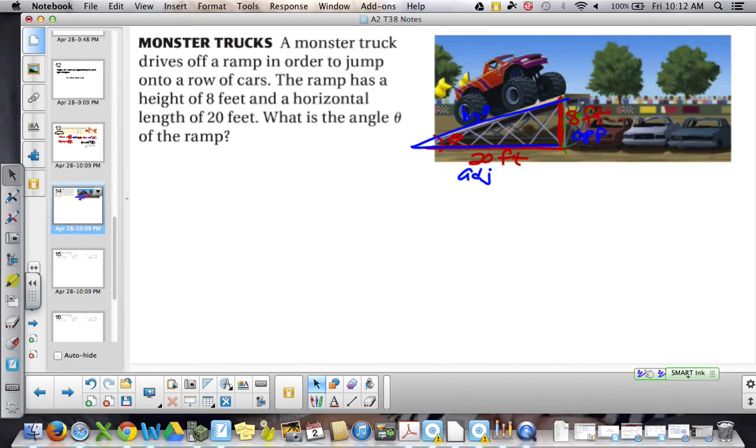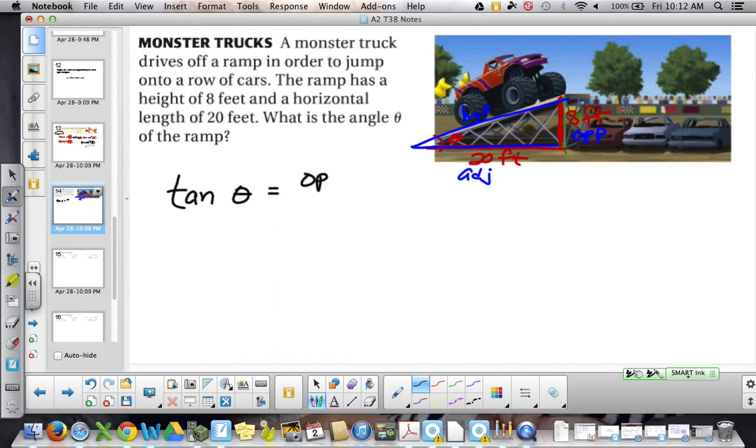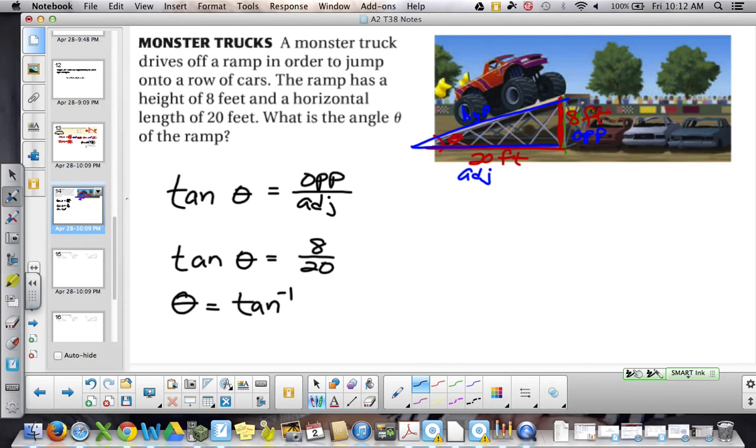All right, so since we know opposite and adjacent, the trig ratio that we're going to use to set this up would be tangent. Because we know that the tangent of theta is equal to the opposite over the adjacent. So put in the numbers we know. So we've got tangent theta equals 8 over 20. So then take the tangent inverse of both sides. So you get theta equals tan inverse of 8 over 20.